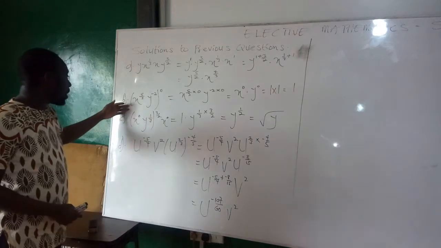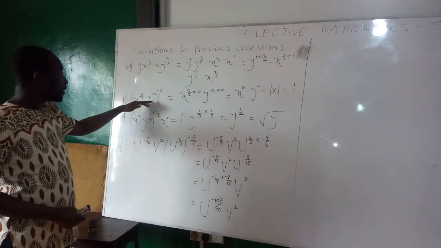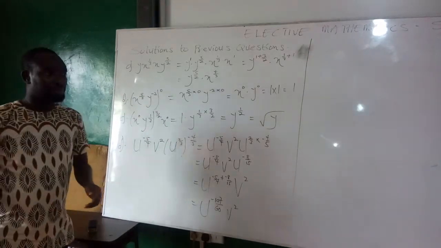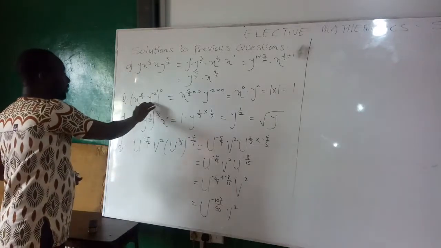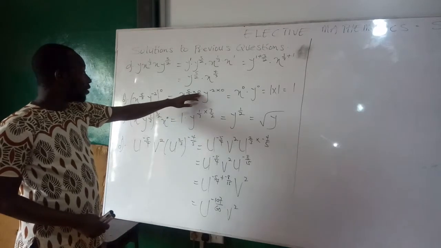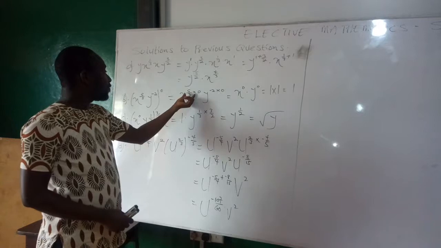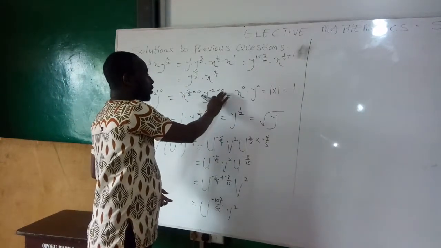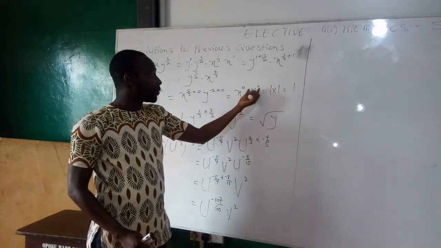Then for the second one, we have x exponent 5 over 3 multiplying y exponent negative 2, all exponent 0. So now we can use the power of a power rule to simplify this. So we have x exponent 5 on 3 multiplying 0, then y exponent negative 2 multiplying 0. So 5 on 3 times 0 will give us 0. Then negative 2 times 0, we get 0. Now we are left with x exponent 0 times y exponent 0.